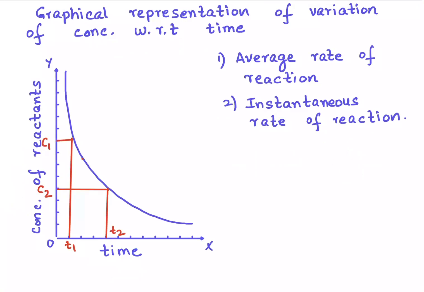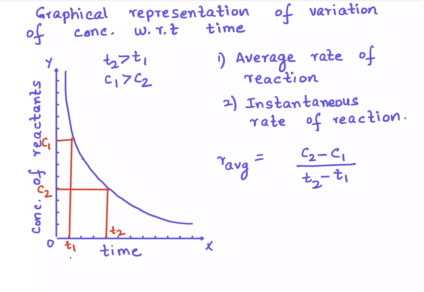Here I have taken the concentration of the reactant at time T1, which is C1, and the concentration of the reactant at time T2, which is C2. You notice something over here? Your T2 is greater than T1, but your C1 is greater than C2. Why is it so? Yes, because the concentration of the reactants is decreasing with respect to time. So how do we represent the average rate? So average rate, R avg.